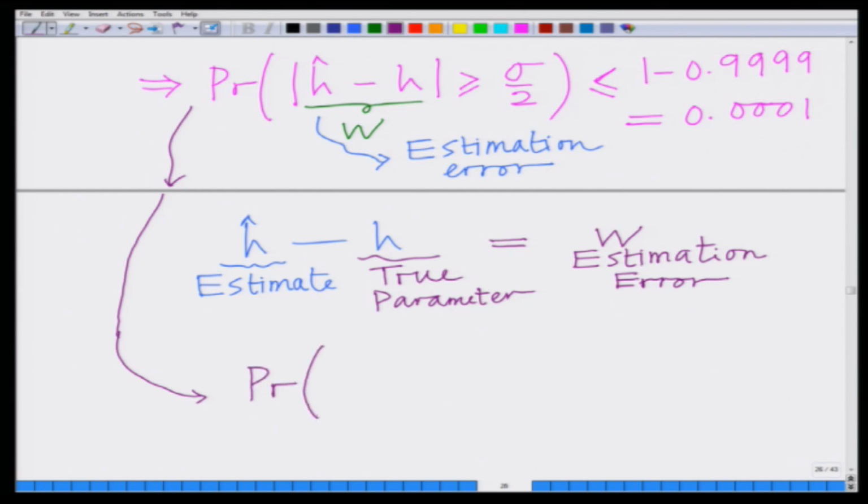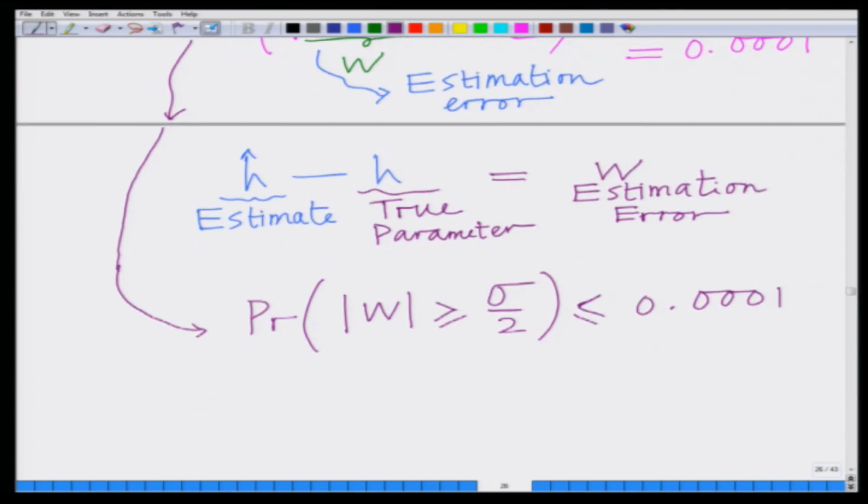And therefore, what we are asking is: what is the probability that the magnitude of this estimation error should be greater than or equal to sigma by 2 only with probability 0.0001, or 0.01% of the time.